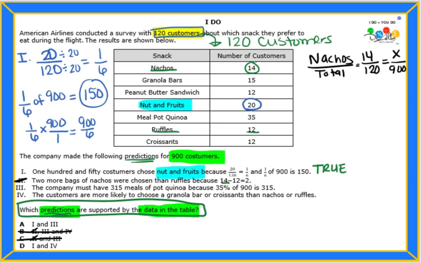So now let's look at statement number 3. The company must have 315 meals of pot quinoa because 35% of 900 is 315. So in this statement, we have a percent. And so I would go with a percent box on this one.